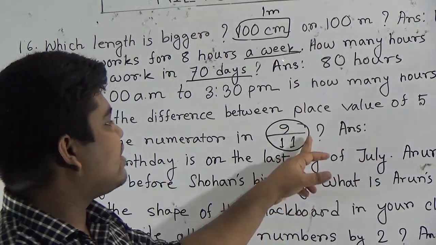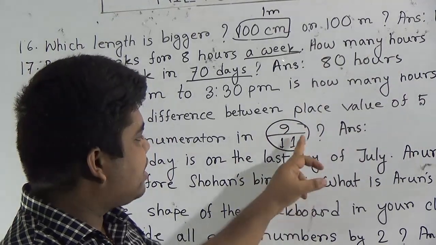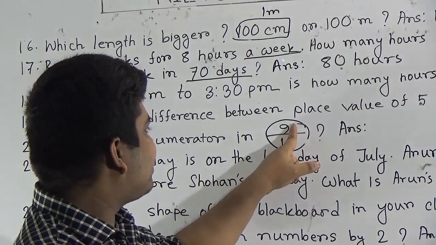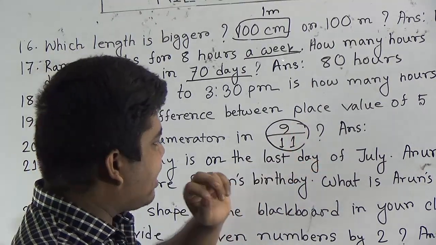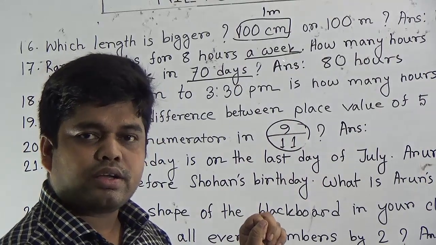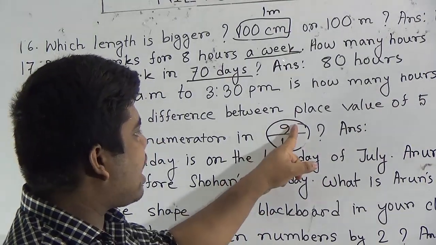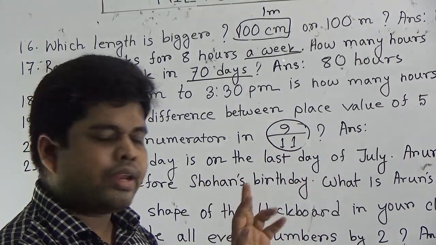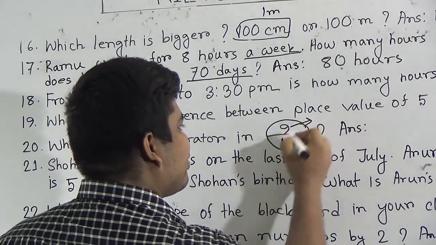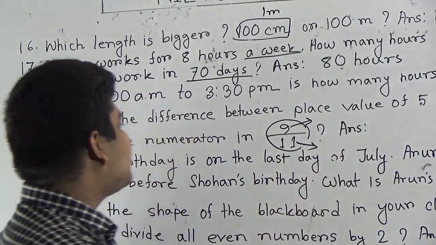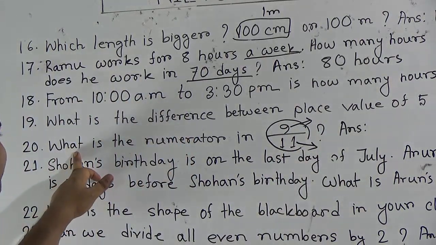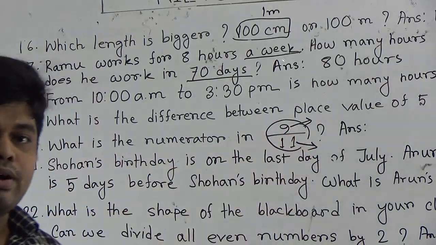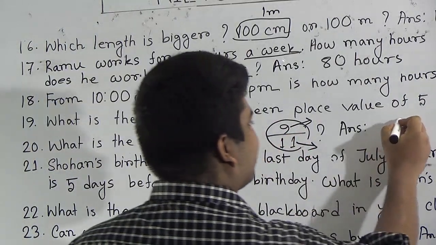What is this? This is a fraction. The number above is called the numerator, and the number below is called the denominator. I repeat, the upper number is called the numerator and the lower number is called the denominator. So here 9 is the numerator and 11 is the denominator. The question asks you to find the numerator in this fraction. The answer will be 9.